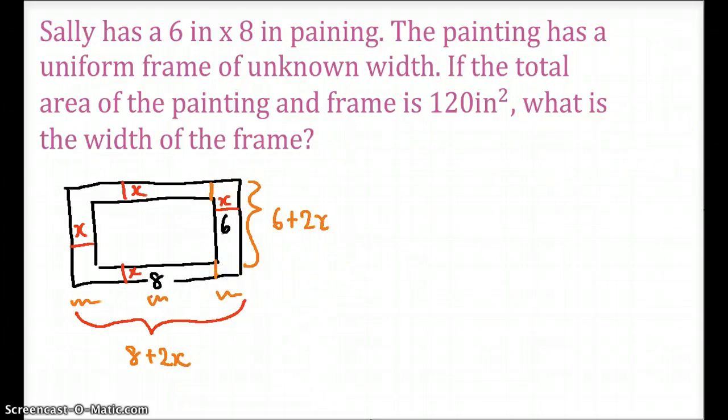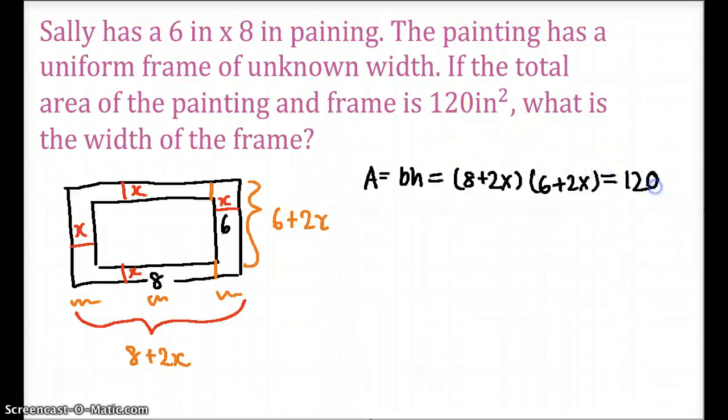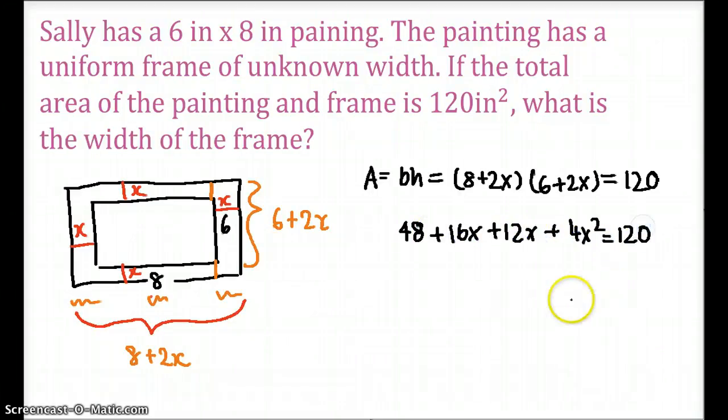x here. So the area of the whole picture frame and photo is area equals base times height. So we get (8 plus 2x) times (6 plus 2x). And it says the area is 120 inches squared. So we're just going to expand this. So we're going to write 8 times 6 is 48 plus 16x plus 12x plus 4x squared equals 120. And then I'm going to move this to the front. So 4x squared plus 28x plus 48 equals 120.